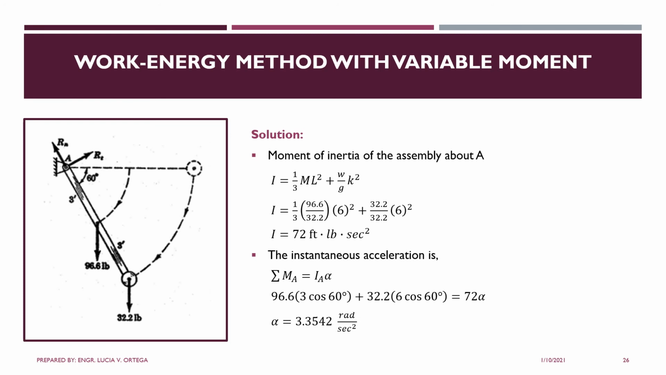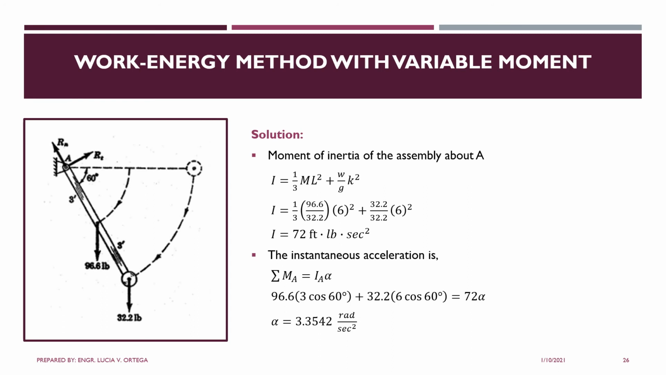So let's consider first the moment of inertia of the assembly about A. This time, you need the formula for mass moment of inertia. For this rod, that is 1/3 m l squared: the mass times the square of the length times 1/3. Plus, for this weight, W over g k squared, the mass times k squared. k is the distance of this weight to the axis of rotation, and that is equal to the length of the rod. So substituting all the given values, I is 72 foot-pounds second squared.